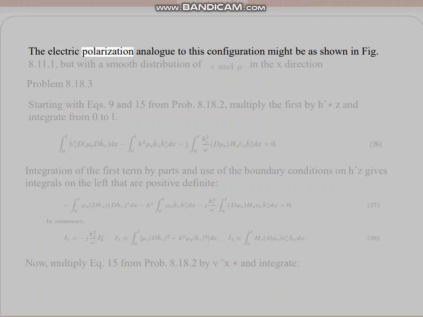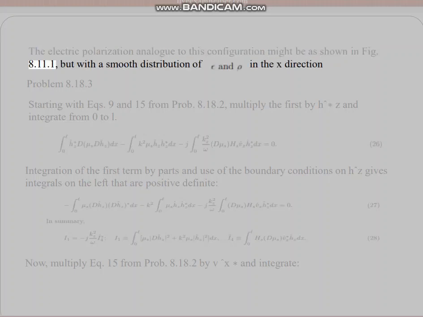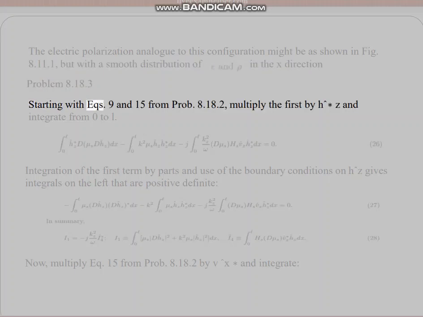The electric polarization analog to this configuration might be as shown in Fig. 8.11.1, but with a smooth distribution of permittivity in the x direction. Problem 8.18.3: starting with Eqs. 9 and 15 from Prob. 8.18.2, multiply the first by h_z asterisk and integrate from 0 to L.